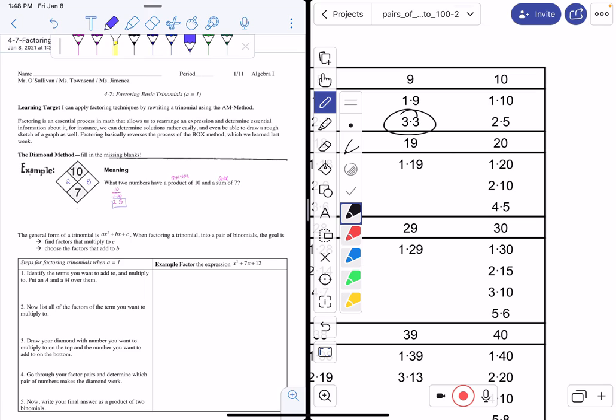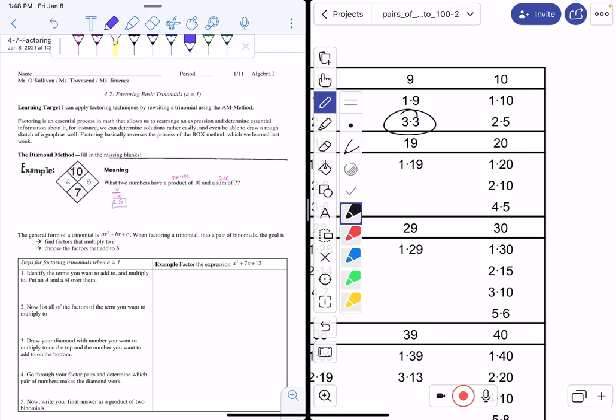So the general form of a trinomial is ax squared plus bx plus c. When factoring a trinomial into a pair of binomials, the goal is to find the factors that multiply to c and choose the factors that add to b. So this is a very, very straightforward procedure. If you follow this procedure to a T, you will get every single factoring question correct. So let's look at it a little deeper.